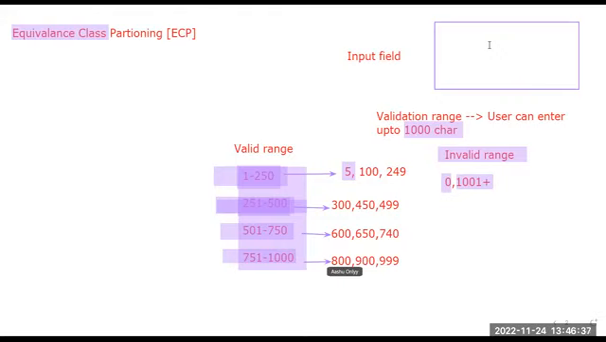Because we want to test with multiple combinations. I'm saying 1 to 250, so we need to check whether it accepts values between 1 to 250 characters. Definitely it will accept it. But as a tester, we need to make sure whether it's accepting or not.